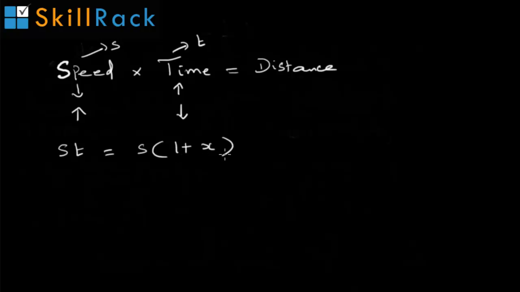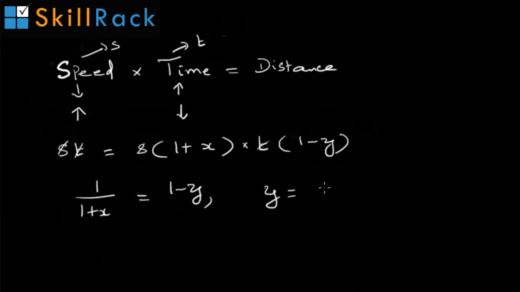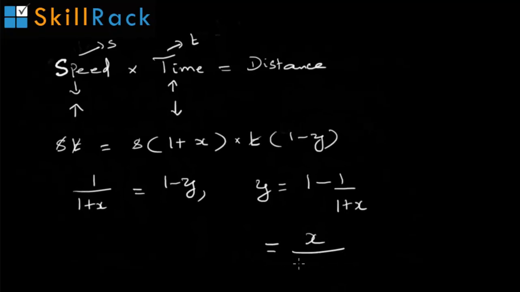So let's say the speed is increased by a factor of x and time is decreased by a factor of y. So s into t is equal to s into (1 plus x) into t into (1 minus y). Simplifying the equation, 1 by (1 plus x) is equal to 1 minus y. So solving, y is equal to x by (1 plus x). Keep this in mind and we will use this relationship to solve some problems.